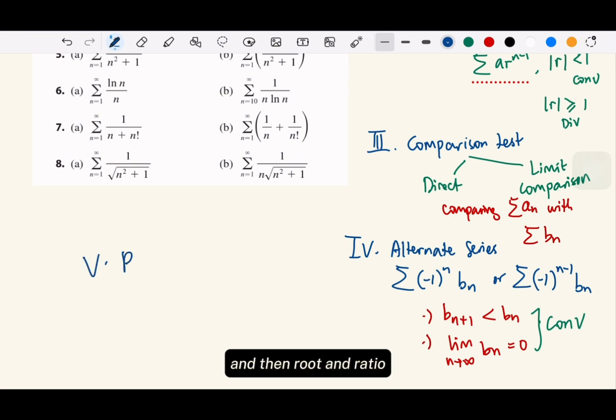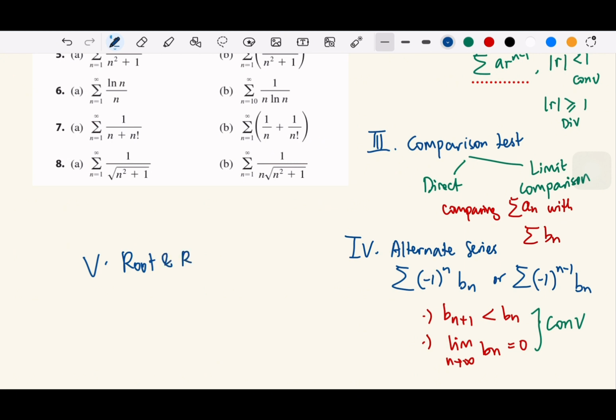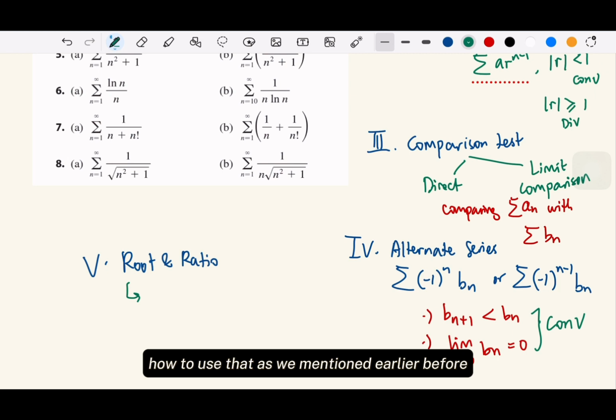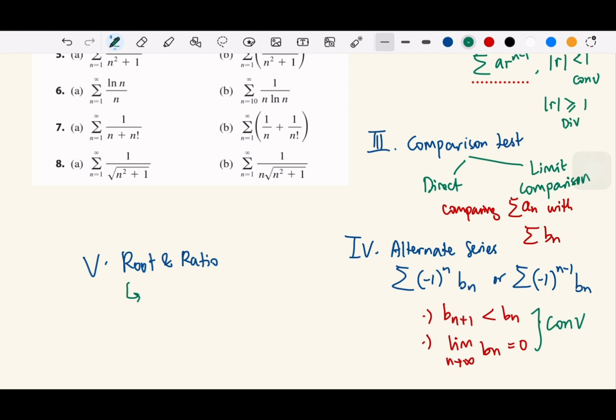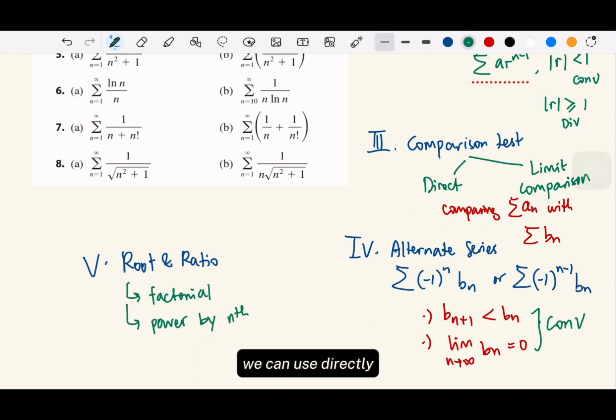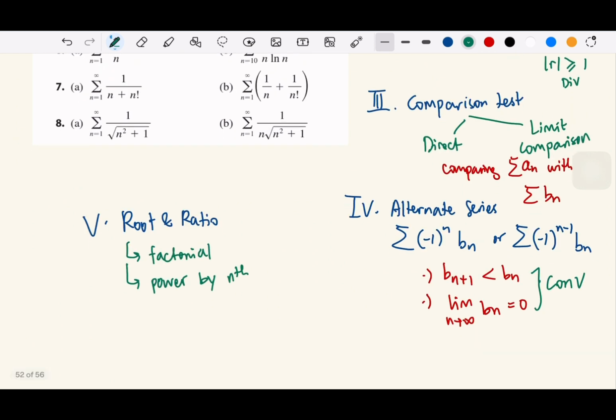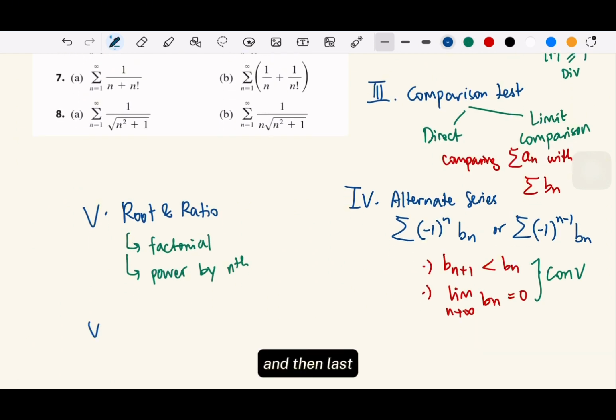And then root and ratio. How to use them? As we mentioned earlier, anything involving factorial or power of n, we can use them directly. Okay. And then the last is the integral test. It's not really useful.